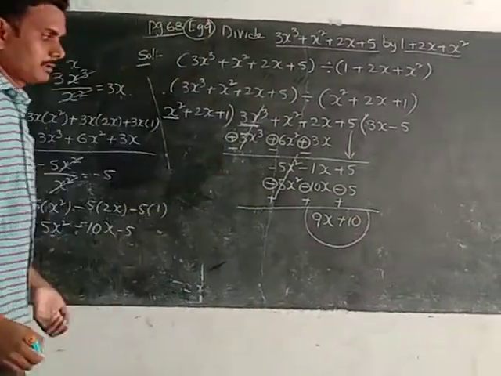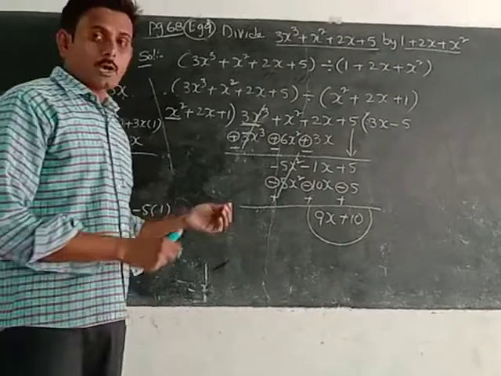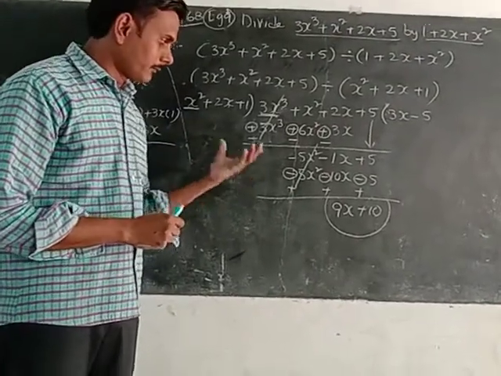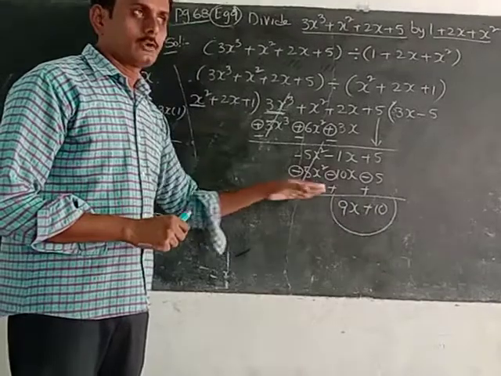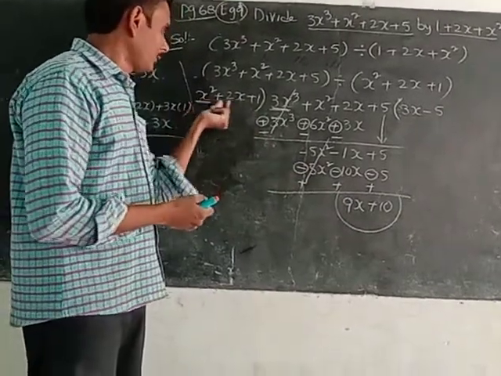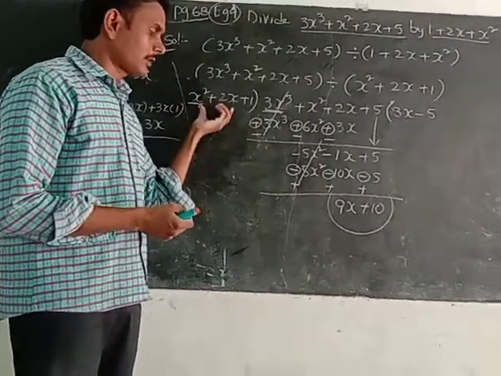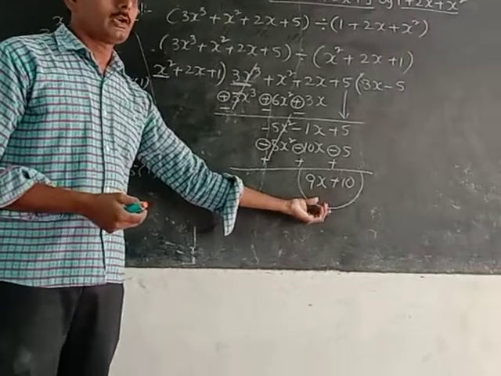Now we got the solution. We have one doubt here: only 2 terms are there, so further we cannot divide, because at a time we can divide only when there are 3 terms. Here we have 2 terms only.